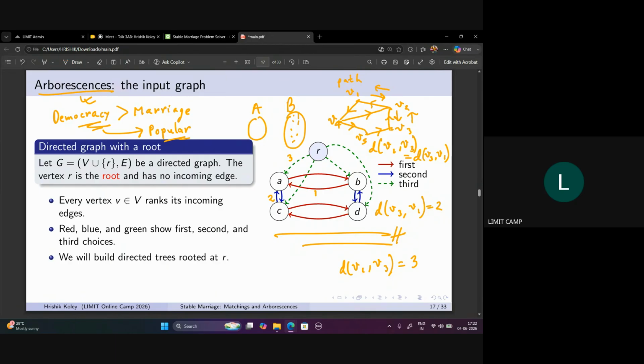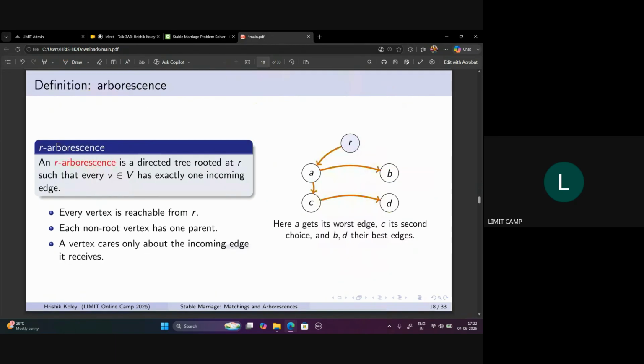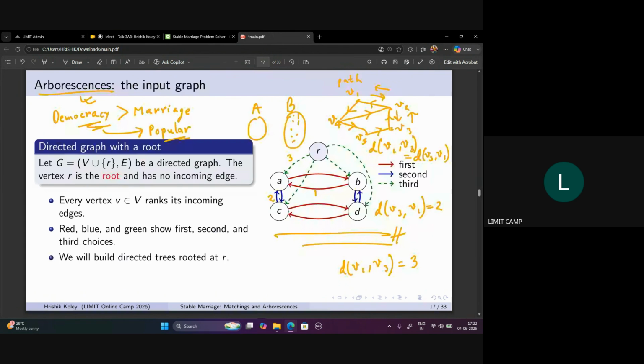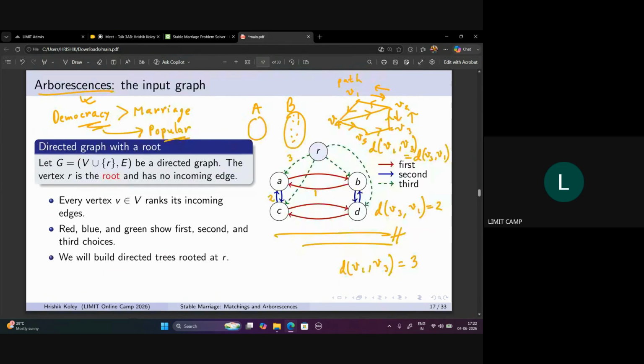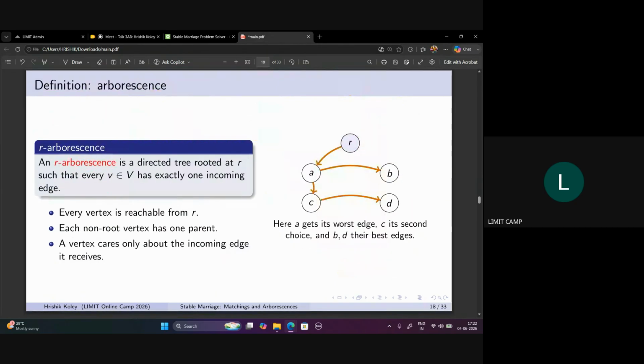In this case, this is an arborescence where A gets its third most preferred edge, the worst edge it can ever get. B gets its first preference. C gets its second best preference, and D also gets the best preference that it can get.